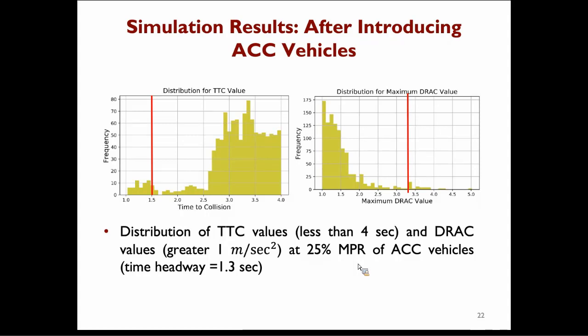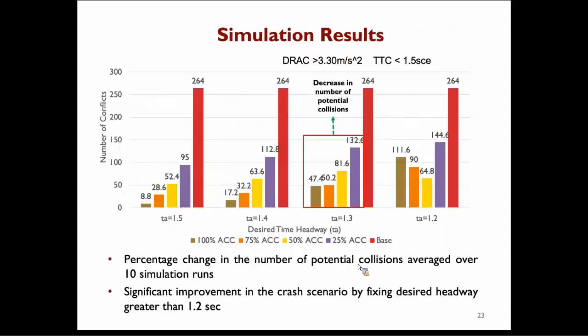You can see that the distribution of TTC and the distribution of DRAC values significantly improve. So what it means is that if you look at this figure, in the base condition we have 264 potential collisions, and then if you just use one headway, for example greater than a 1.2 second headway, the number of collisions significantly drops. And what we found is that we did this simulation 10 times and averaged the result over those 10 simulation runs.